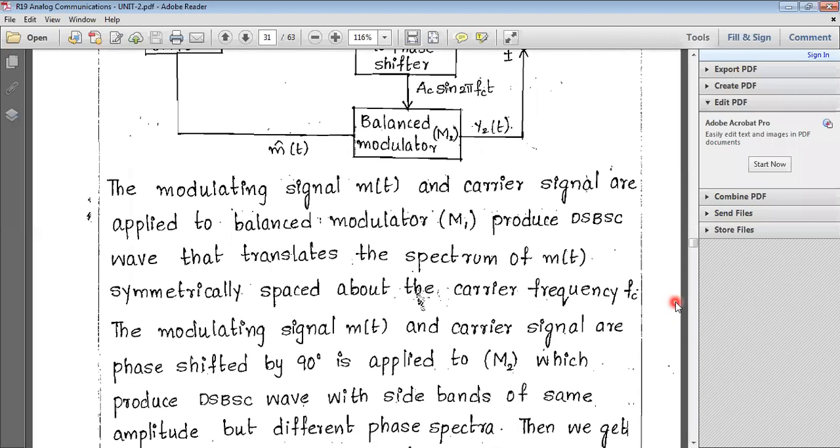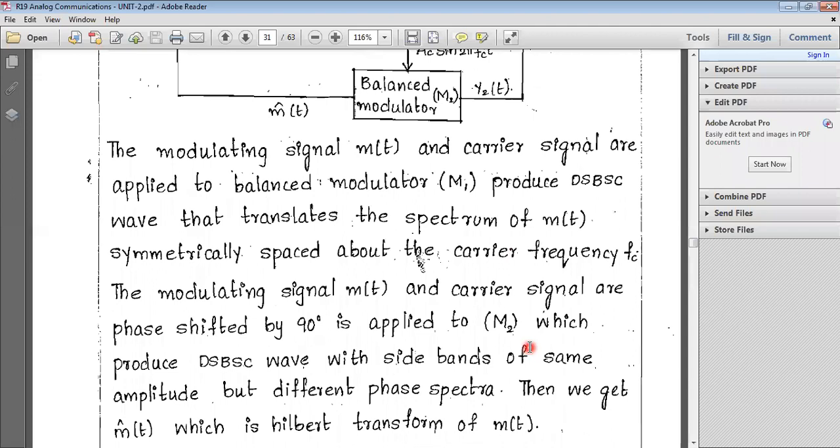So coming to the mathematical analysis, first observe the modulating signal M of t and the carrier signal applied to the first balanced modulator, which produces a DSBSC signal. How does the spectrum lie here? It is symmetrically spaced about the carrier frequency. Already you know DSBSC signal, that is double sideband with suppressed carrier. We have FC at the middle, upper side FC plus FM, lower side FC minus FM. That is called an equally, symmetrically spread signal.